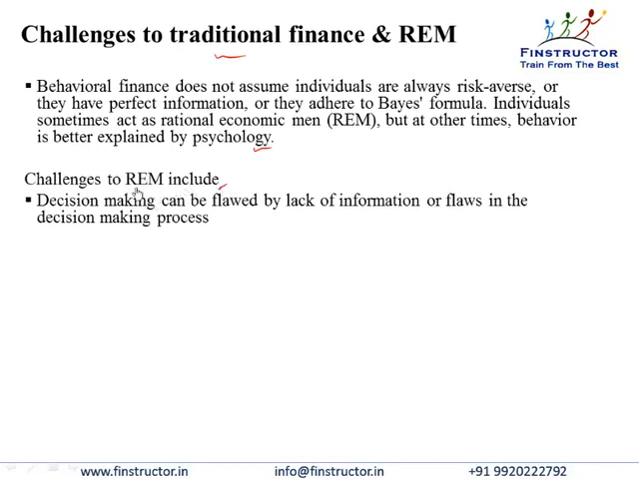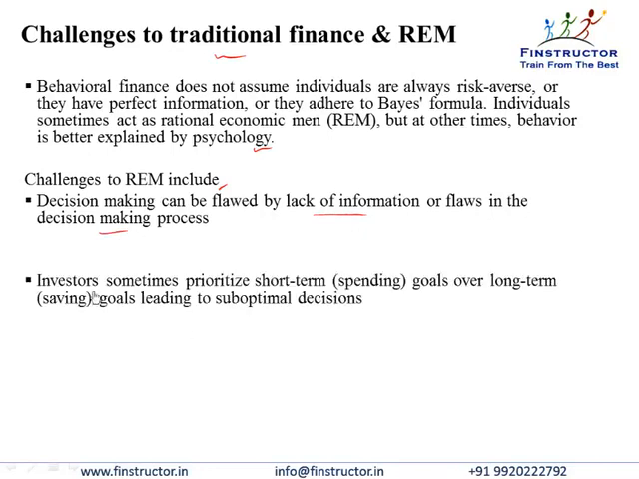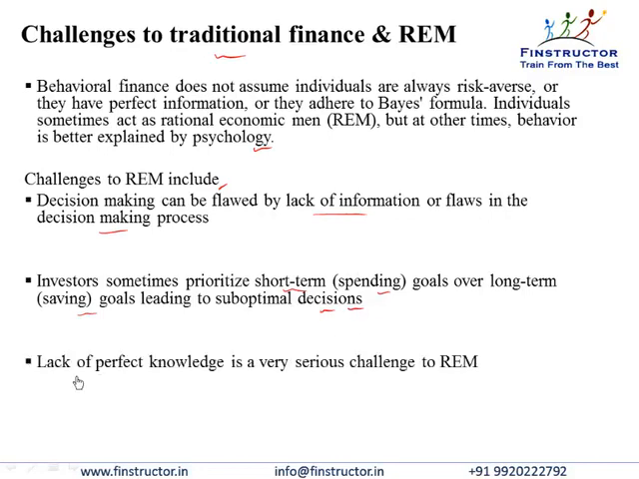Basic challenges to REM, or the rational economic man theory, include that decision making can be flawed by lack of information, or flaws in the processing of information or the decision making process. Investors sometimes prioritize short-term spending or short-term consumption over long-term savings. So traditional finance theory based on long-term investing, or understanding the risk return or your liabilities for the future, may not always work. Lack of perfect knowledge is definitely an agreeable challenge. Everybody agrees that nobody has full knowledge and full information.